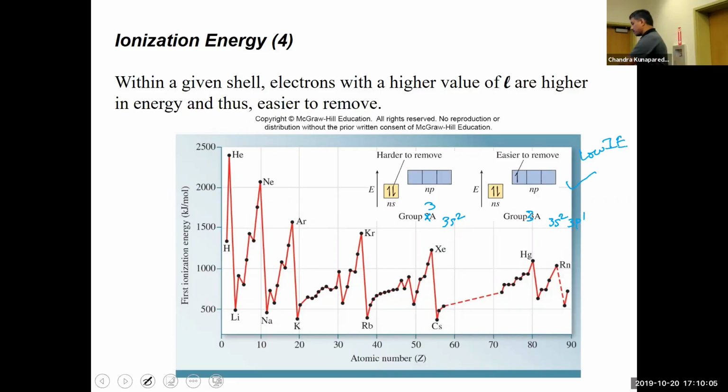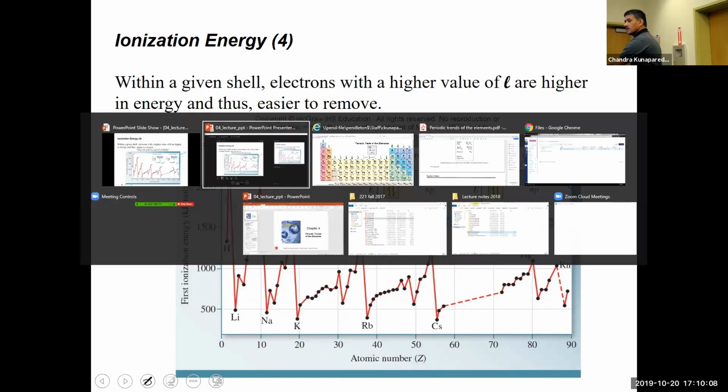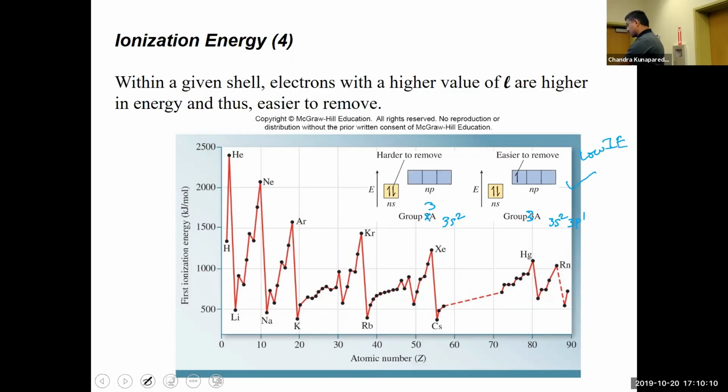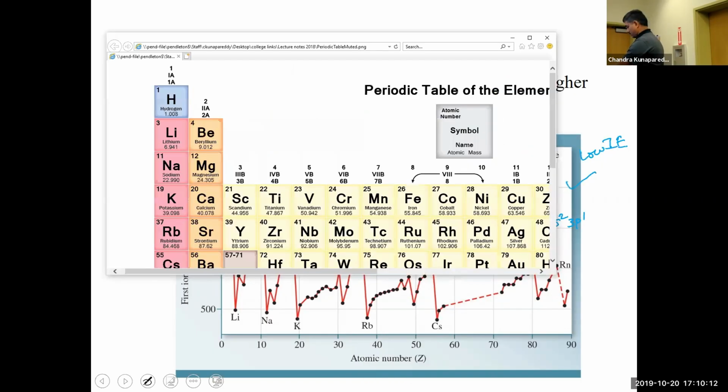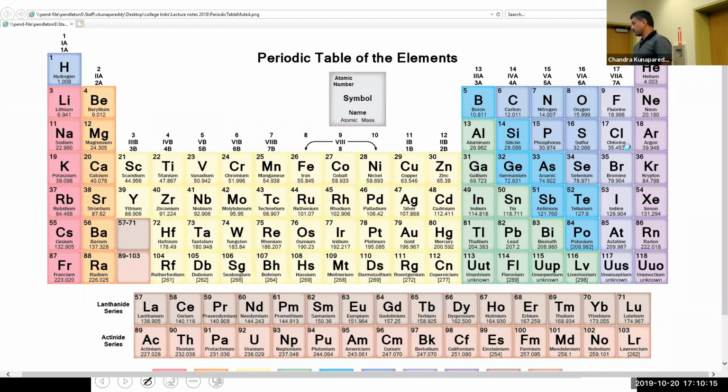Let's see, what is an example that would be? Let me put up the periodic table again. Okay. We're saying shell 1, shell 2, shell 3.